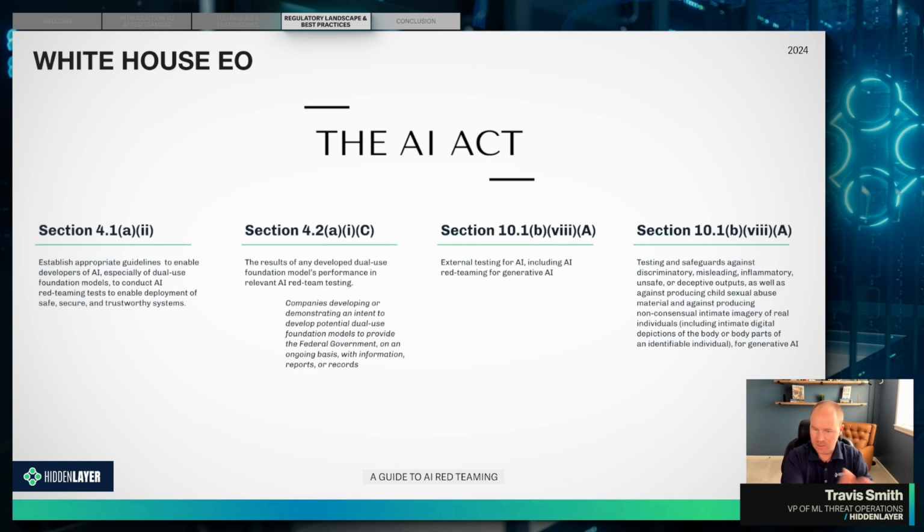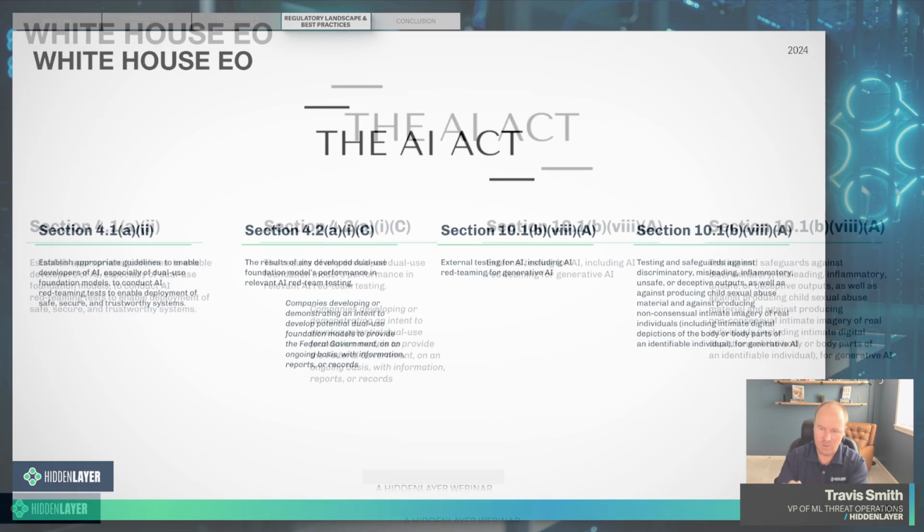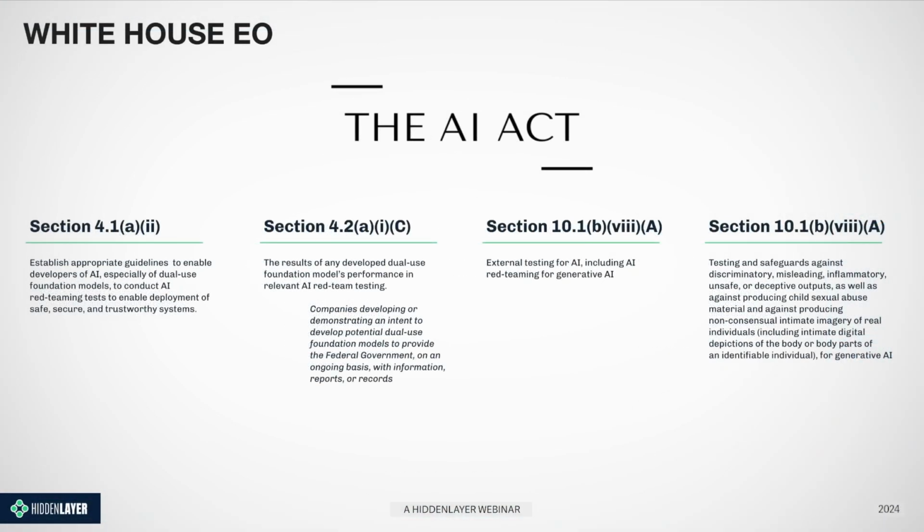I touched on that a little bit earlier today, on the definition of AI red teaming and what that looks like. They're trying to define what red teaming is, but also what the actual need is for running through these types of attack scenarios within your environment. There are a couple of different sections I can highlight, essentially sections 4.1 and 4.2, saying that there is a need to run through these types of attacks. And then section 10 actually talks about what types of attacks and testing you should do.